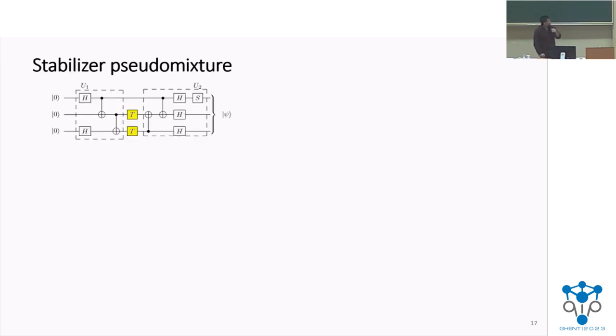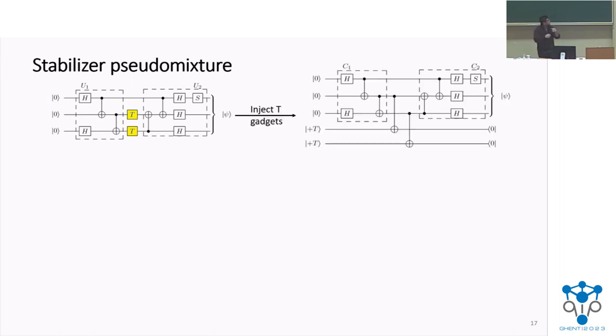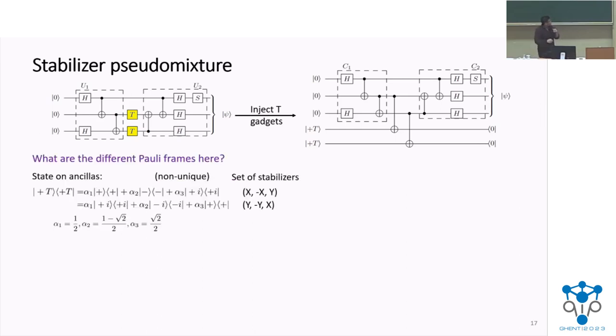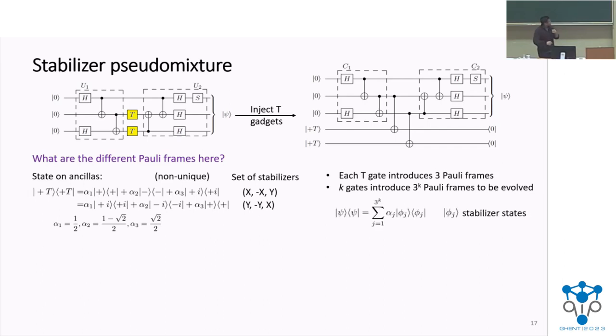So what we'll now do is we'll take the quantum circuit that we had before with these T gates, and now we can just inject these T gadgets. So we just introduce the equivalent number of ancillary states of plus T, and the rest of it is just a Clifford circuit. So here, again, in the interest of time, I'll skip over this, but basically you get 3^k stabilizer states, because it turns out there are 3^k Pauli frames to be evolved.